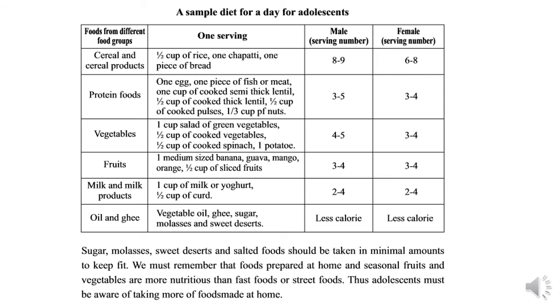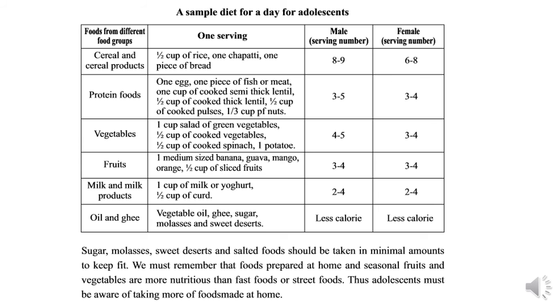Here is a sample diet for a day for adolescents. This is taken from your book. Here there are different types of columns. In the first column we see the food groups, that is cereal and cereal products, protein foods, vegetables, fruits, milk and milk products, and oil and ghee. These are the different food groups. And in the second column we see the one serving. In your previous classes you already know the concept of one serving. That means the exact, accurate measurement of one serving, which is universal for all.